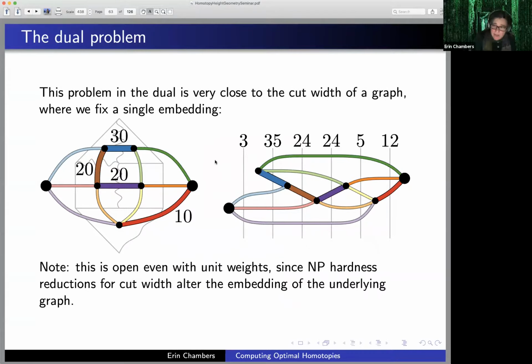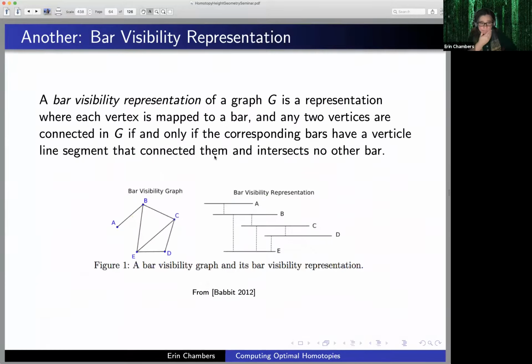So our problem is not NP hard, even though cut width is. We're sort of looking at a specialized instance of cut width. Not quite the same thing. I had hoped for a while we had an NP hardness proof, but it all fell apart. So this is open even with unit weights. And it's kind of a fun one to play with: cut width for unit weights where I'm keeping the embedding of the graph fixed.